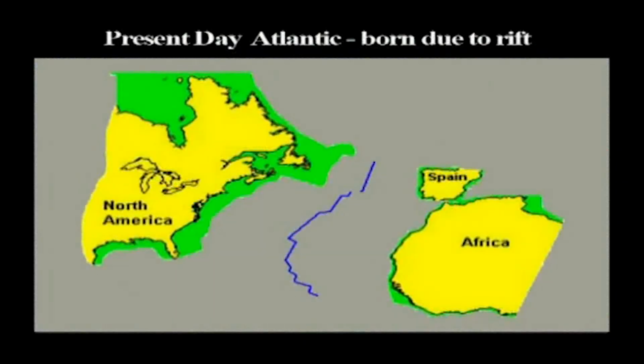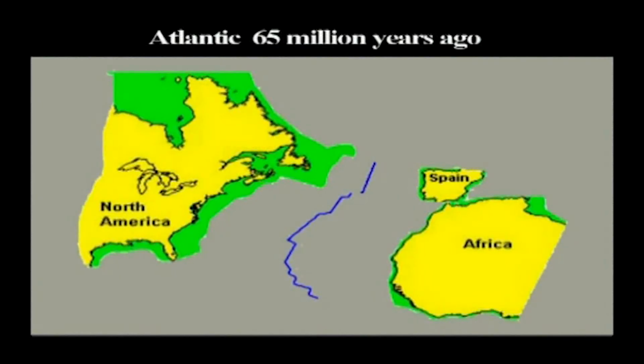The present day Atlantic born due to the rift is shown in this diagram. This diagram shows the Atlantic 65 million years ago. By 900 million years ago, a triple junction formed as the supercontinent Rodinia started to rift apart. Between about 800 million years and 700 million years ago, it split in half.